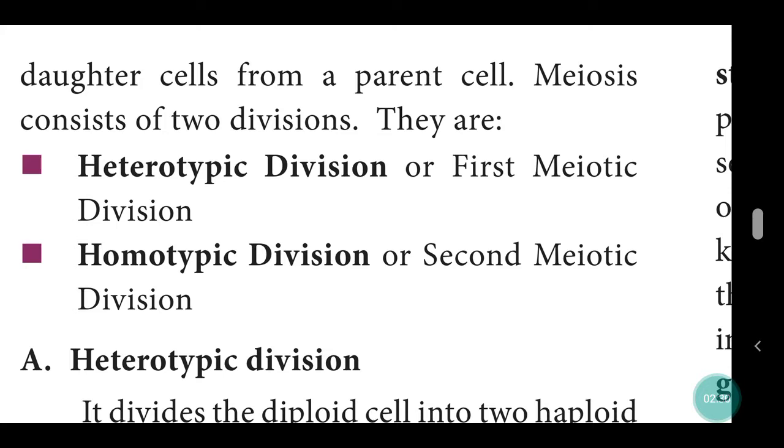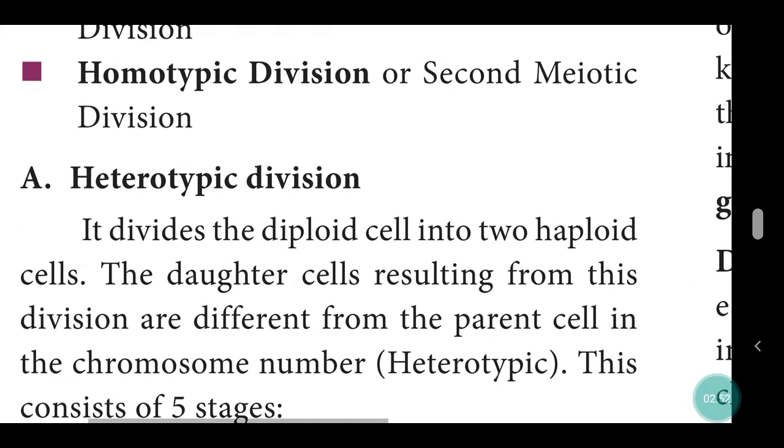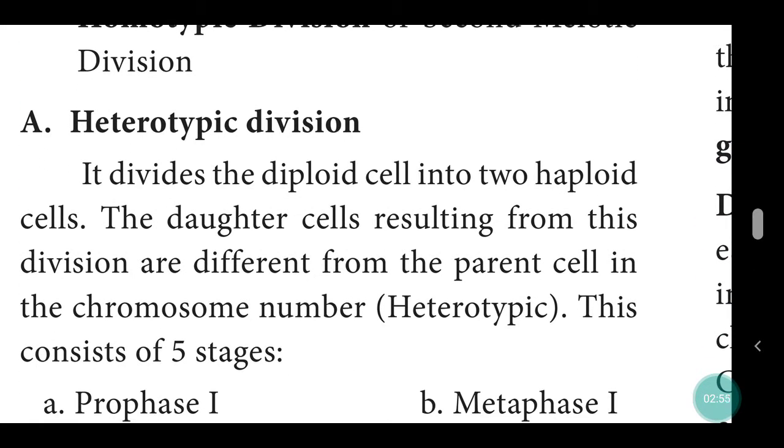But meiosis produces 4 cells, and it consists of 2 divisions. In mitosis there is only 1 division. Meiosis consists of 2 divisions. They are heterotypic division or first meiotic division, and homotypic division or second meiotic division. First we will see heterotypic division. What is heterotypic division? It divides the diploid cell into 2 haploid cells.